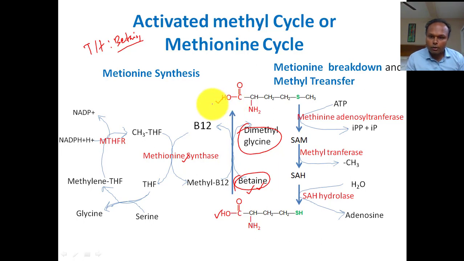We have already talked about type 2 homocystinuria and type 3 homocystinuria. We talked about folate trap, and the fourth point, we talked about betaine as an option for treatment.